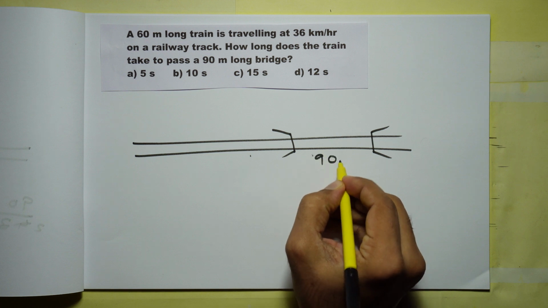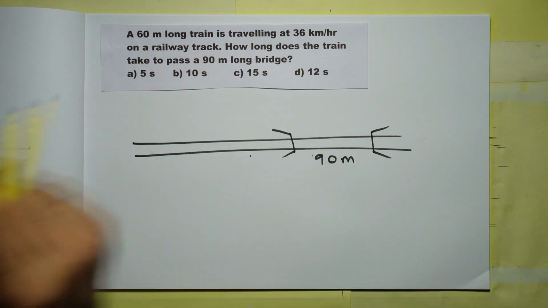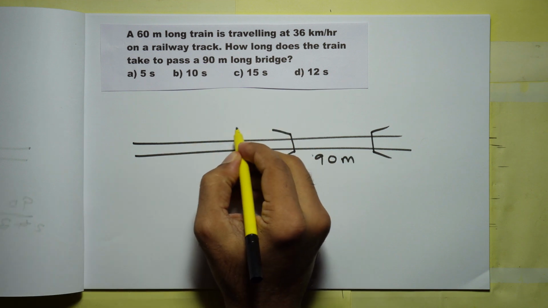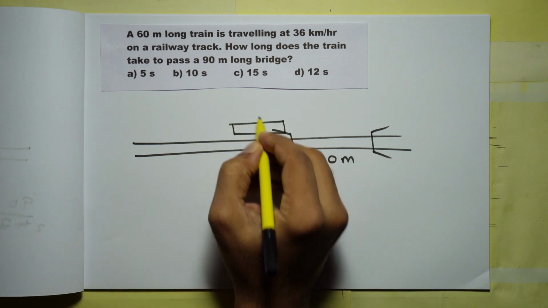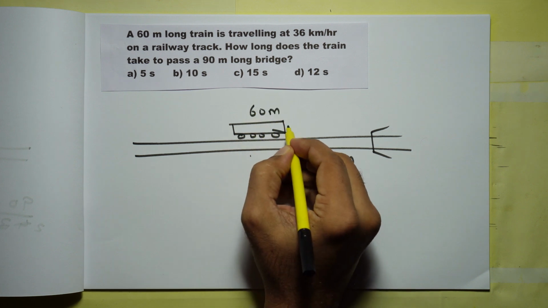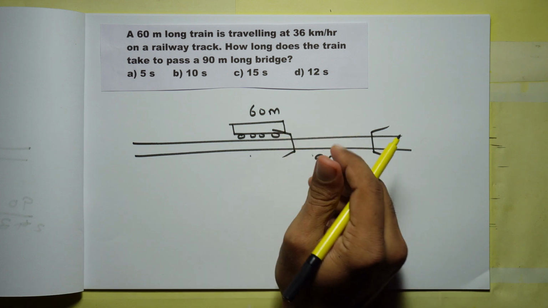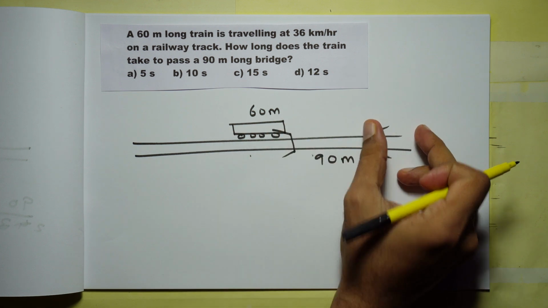The length of the bridge is 90 meters. A 60-meter long train. So the train is initially here and the length of the train is 60 meters and the train is moving in this direction. And what is the time required for the train to pass this bridge?